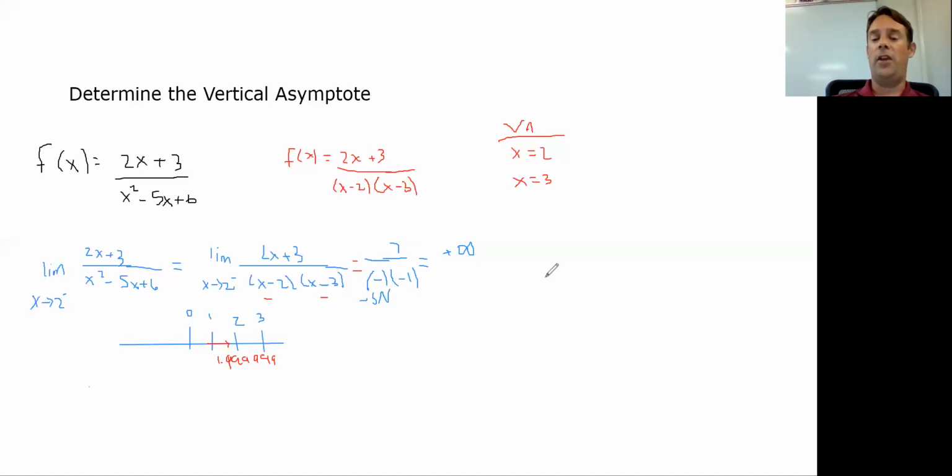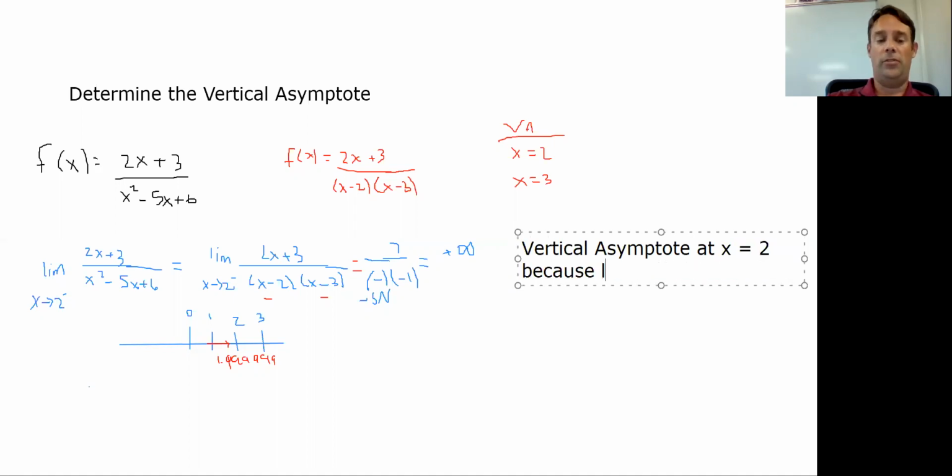So I would then say I have a vertical asymptote at x equals 2 because the limit of f of x, if I came from the negative side here, equaled positive infinity.